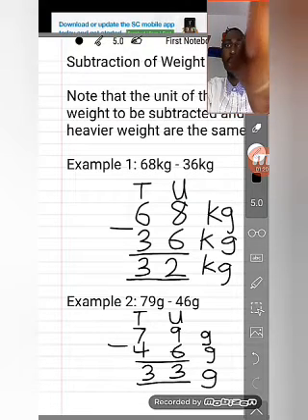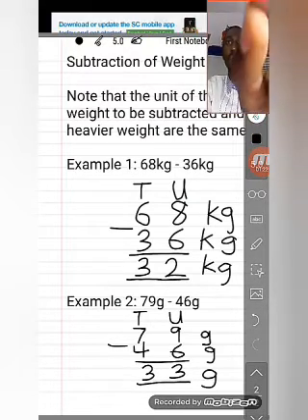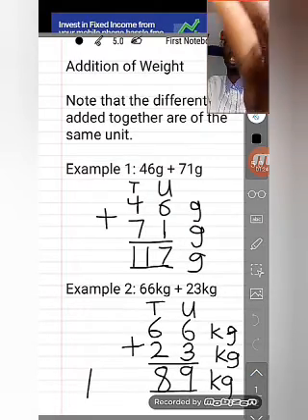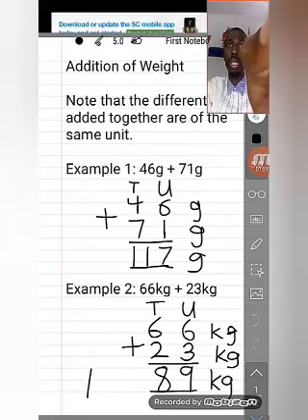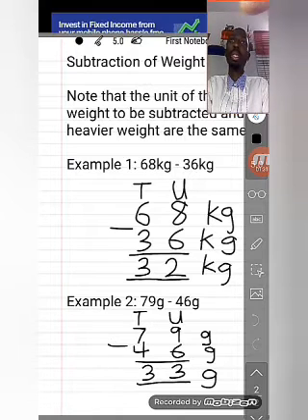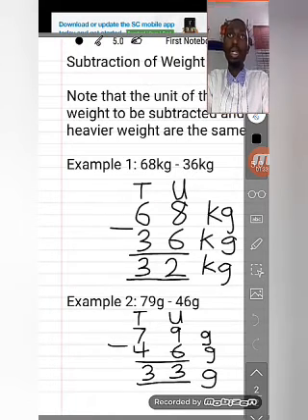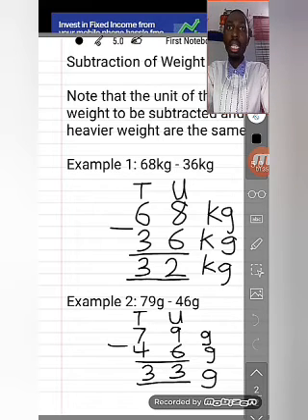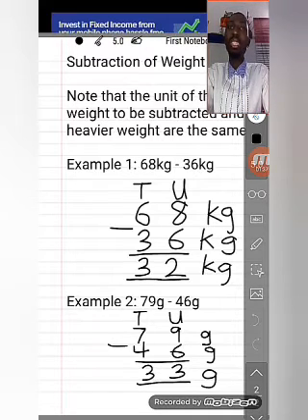So you can see how simple it is. The same way we've done this is the same way we did for the addition. So it's the same thing. You can see it's as simple as ABC. It is based on the previous knowledge you already have. So I'll be giving you some assessment questions, so kindly attempt them without delay.